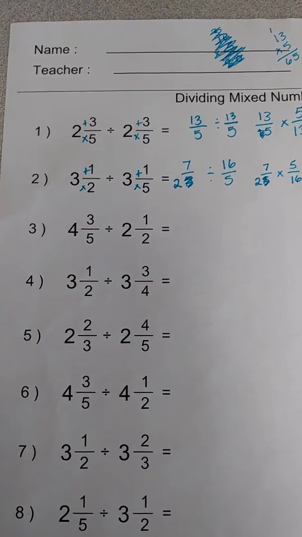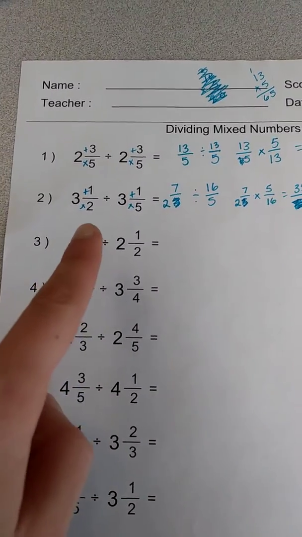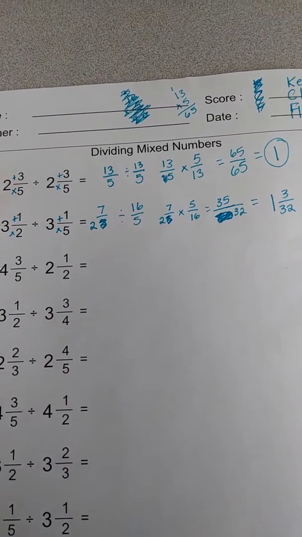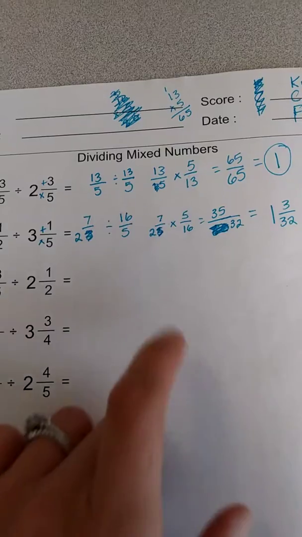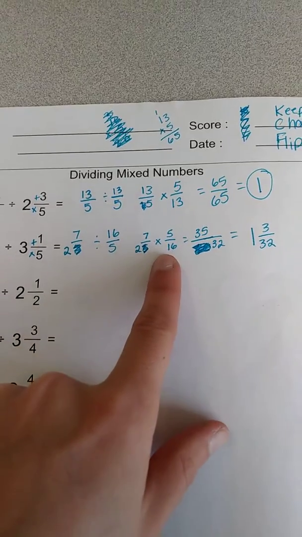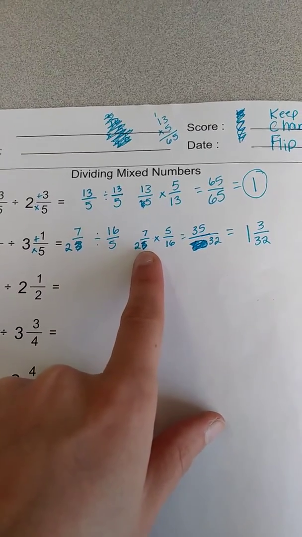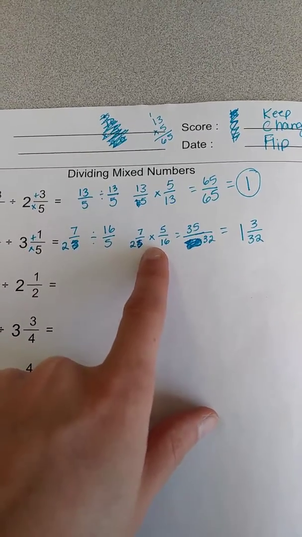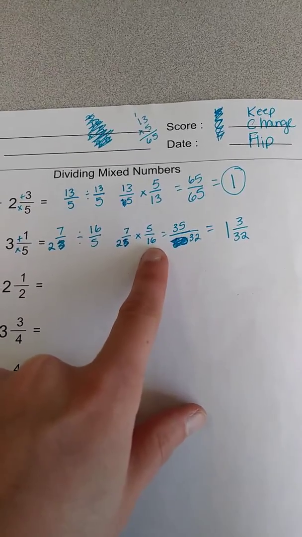For this second problem, I did the same thing. I took my mixed numbers and I converted them into improper fractions. Don't mind my scribbles everywhere. And then I went to KCF. I kept my first fraction the same. I changed my division sign to a multiplication sign, and I flipped my second fraction.